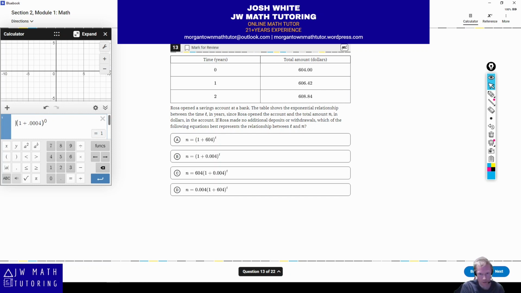Now for choice C, notice I just have to add the 604 in front. Okay, that matches, so that should be correct. But I'll check choice D just to be sure. 0.0004 times 1 plus 604 to the 0. Okay, that is not equal to $604. So as you can see, just by typing a couple of numbers into the calculator and using back solving, we can also confirm that the correct answer for this one is letter C.